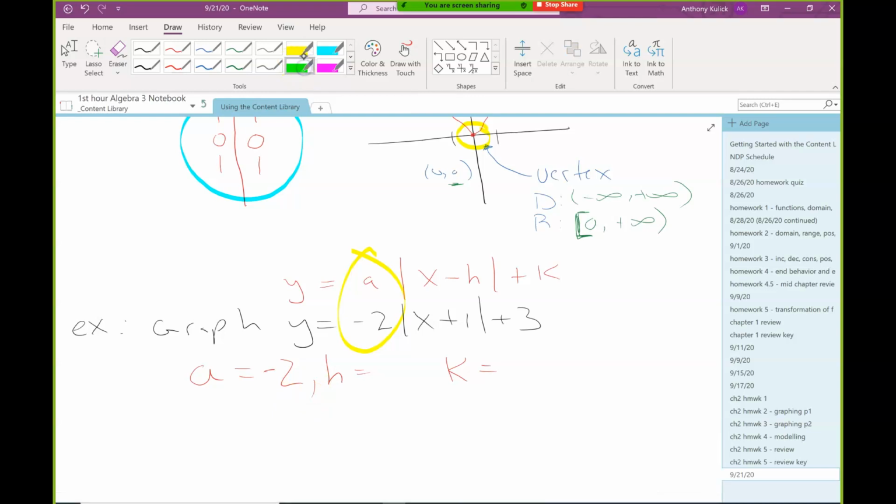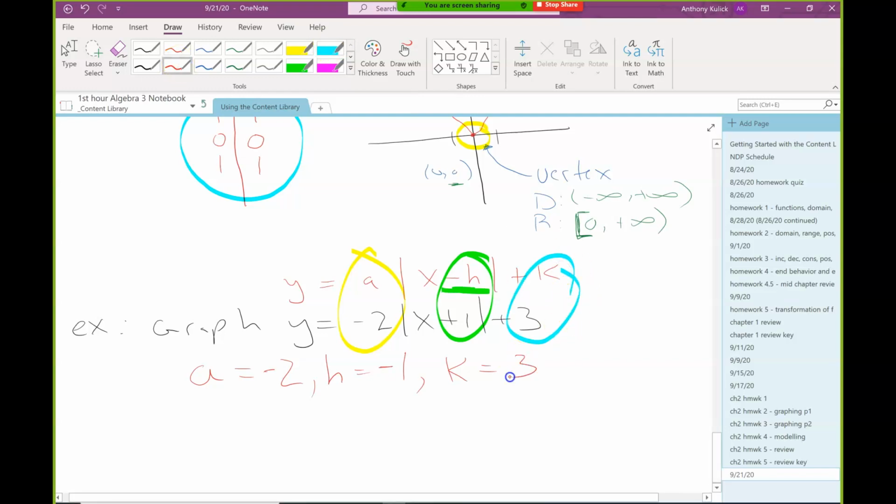Here's the tricky one. What's H gotta be? -1 is correct. Notice the H in the original equation is negative. So the sign on H is going to be the opposite of whatever it appears in our problem. So it looks like it's +1, but really we know it should be the opposite. It should be -1. And then what's our value for K? +3. Everybody good there?